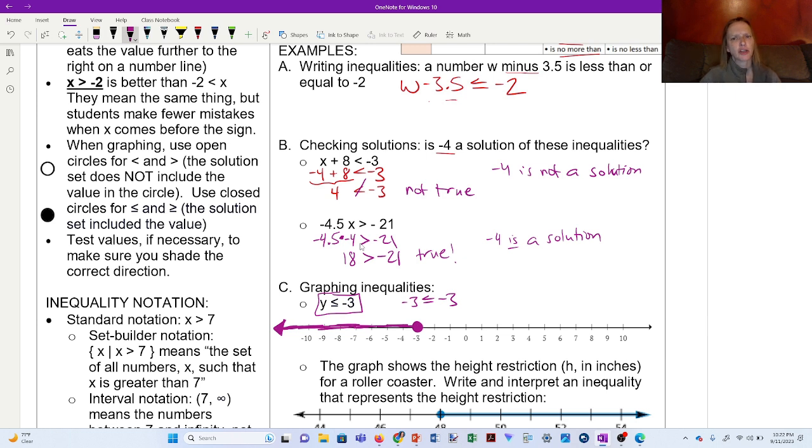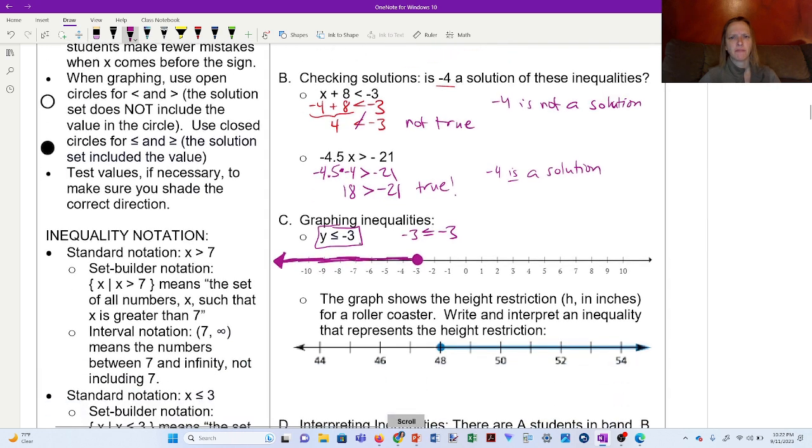How about going the other direction? How do we look at a graph and make sense of it and write an inequality out of it? So for instance, in this real world example, we've got a height restriction in inches for a roller coaster. And here I can see that the number 48 is colored in with a circle. So my 48 is the value that I'm comparing to h, the height restriction.